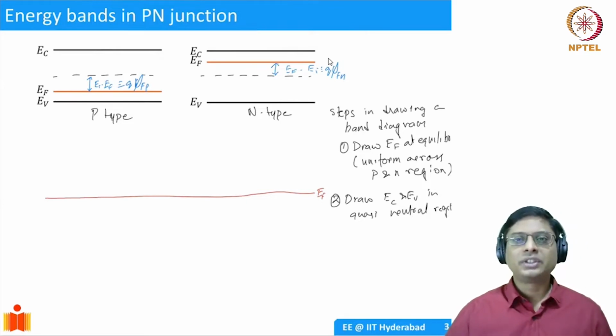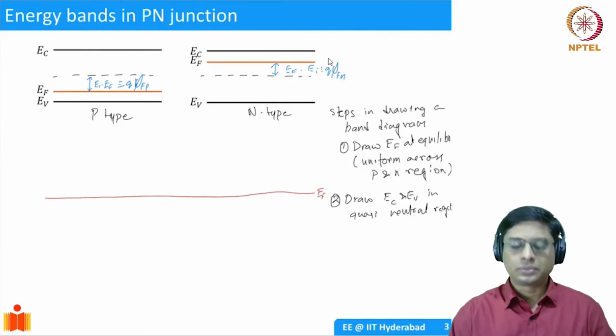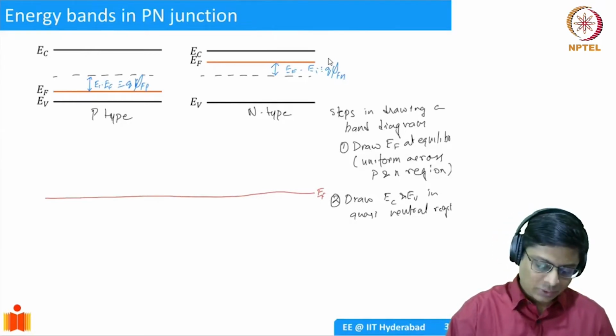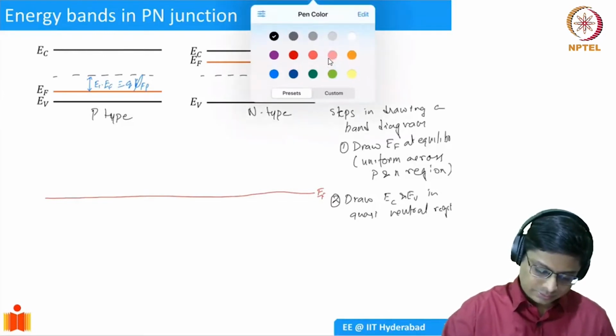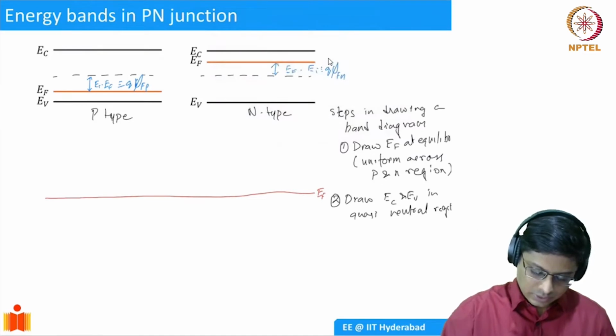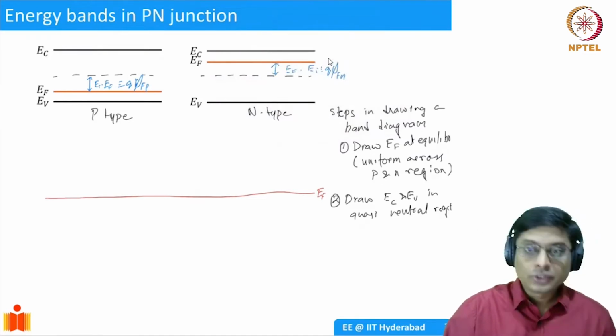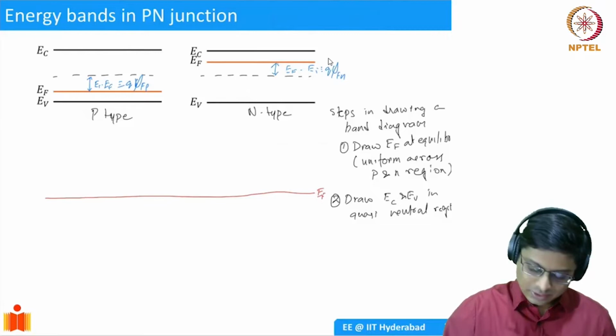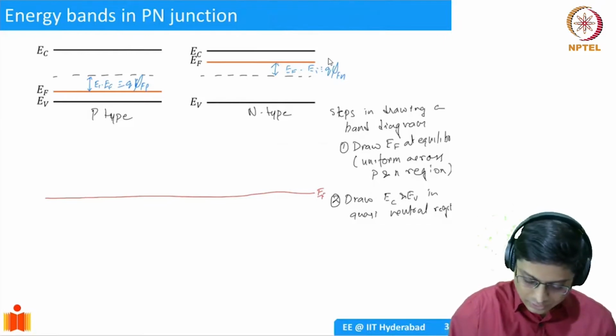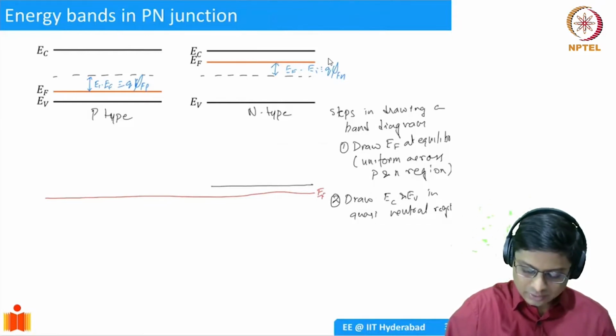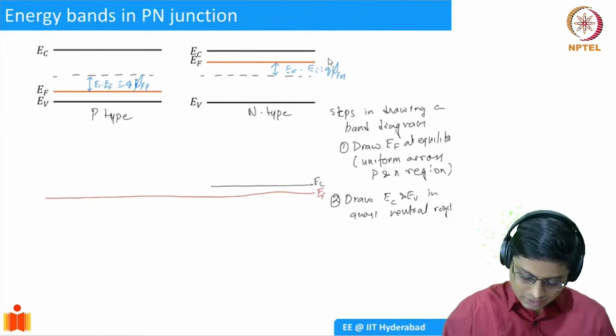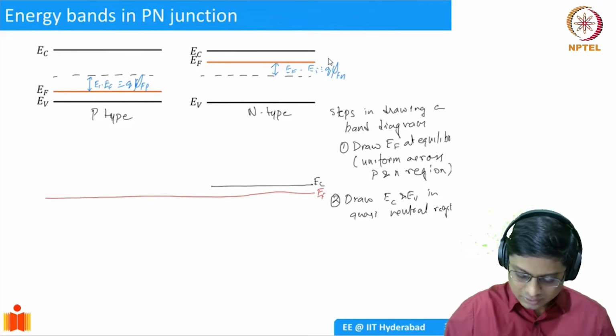Okay. So we said quasi-neutral regions are those regions which are away from the junction, right? So on the N side, what should be there? We should have... right. So it's an N-type semiconductor. So the Fermi level is closer to EC, right? So I'll just put that here. I'll draw a Fermi level, which is EC here. And then I'll maintain a band gap and I'll draw EV.